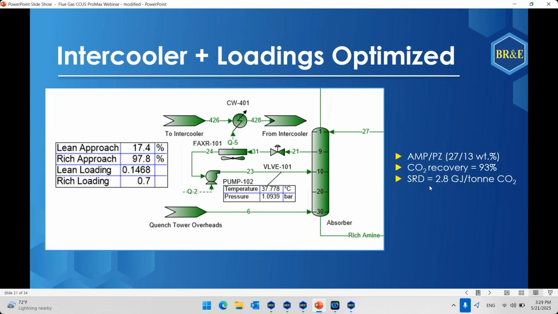So I played quite a lot with the AMP piperazine model, and I added an intercooler, as you can see how to model the intercooler on this screenshot over here. And I played with the loadings. I operated the unit at higher loadings, so higher lean loading and of course higher rich loading. I was able to get a CO2 recovery of about 93%, while the SRD was 2.8 gigajoule per ton of CO2. So that's where I got it.